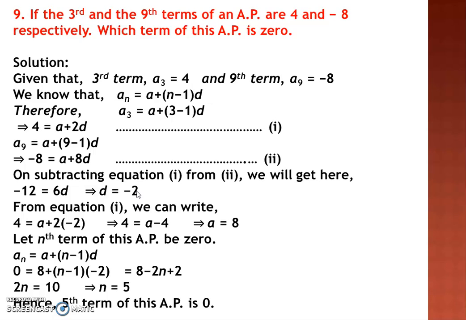Then once you have A and D value, you have to find which term of this AP is 0. So let us assume that nth term of the AP will be 0. So AN we know, N we have to find out here. Which term of the AP is 0? So AN is 0 is equal to 8 plus (n minus 1) into minus 2. Then you will solve for n. N is coming as 5, which means fifth term of this AP will be 0.